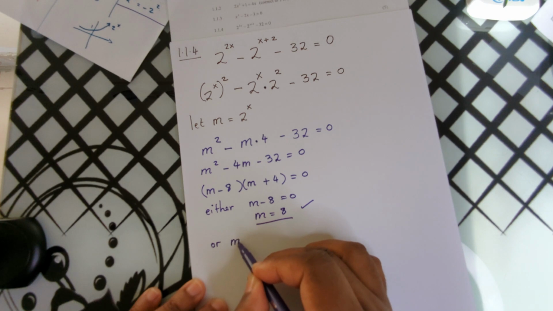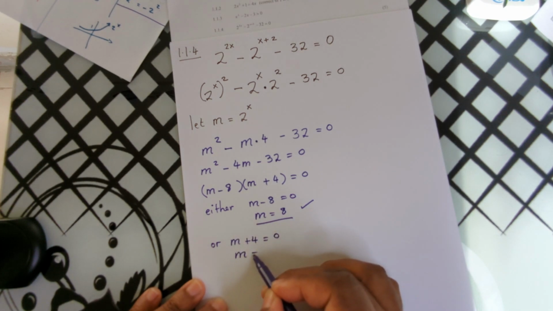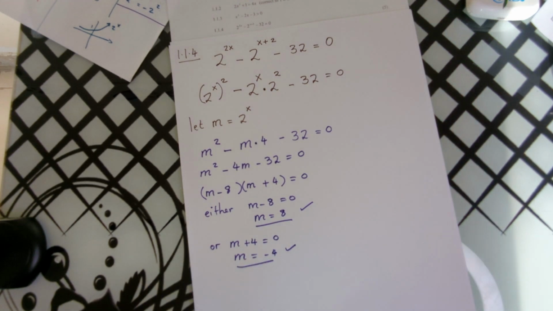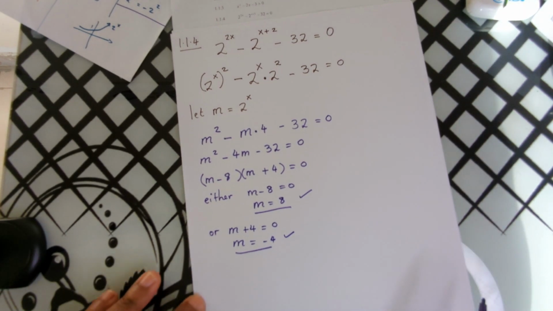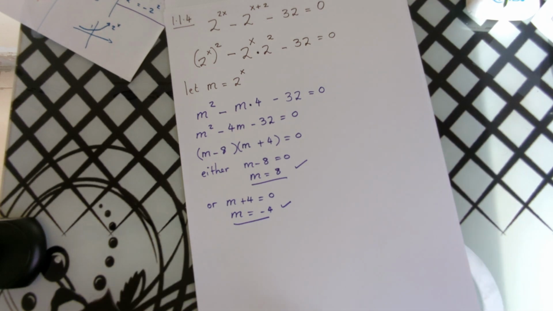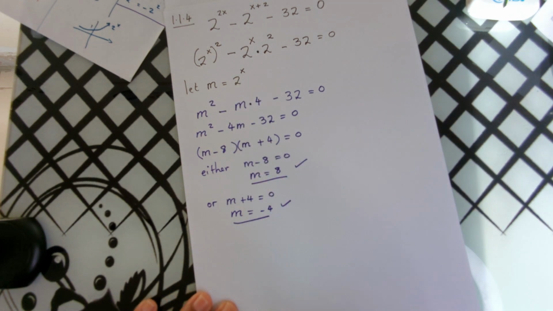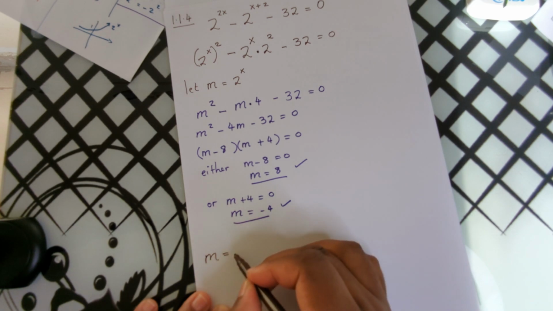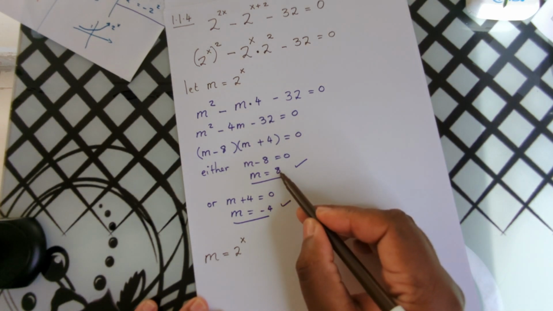Or we are going to say m plus 4 is equal to 0, and solving this will give us m is equal to negative 4. But remember, we are solving for x, not for m. So what we need to do is to go back to our equation where we let m be equal to 2 to the power x, and we know that we said 2 to the power x is equal to m. Now let's replace m with 8.